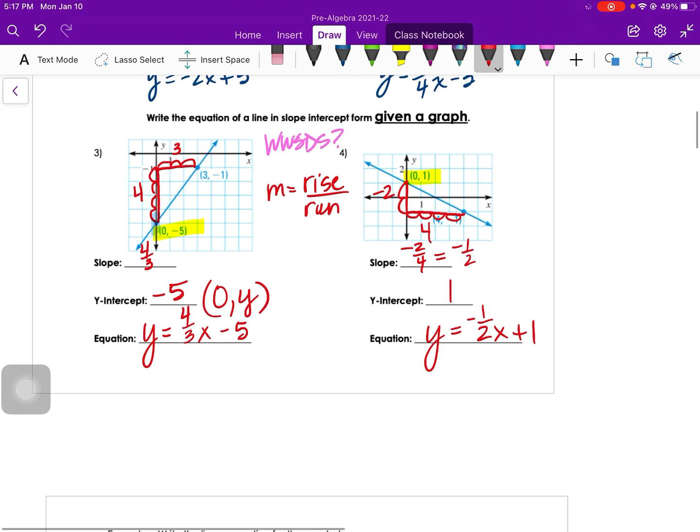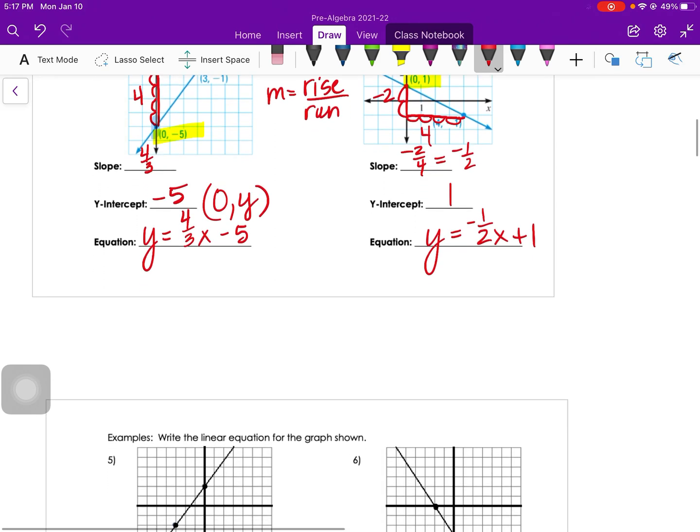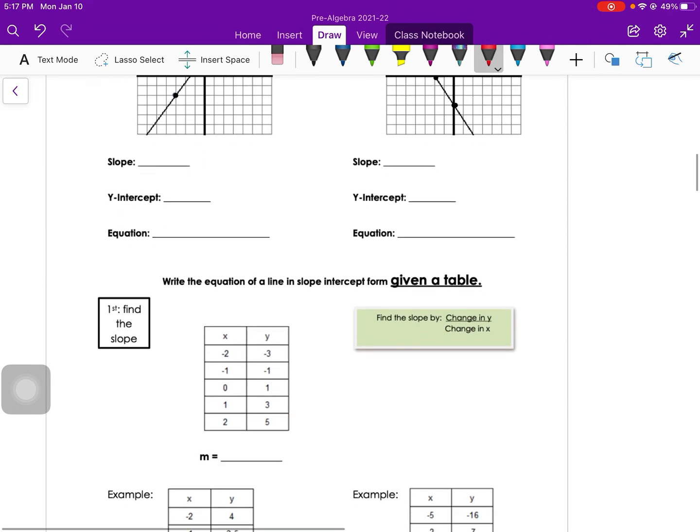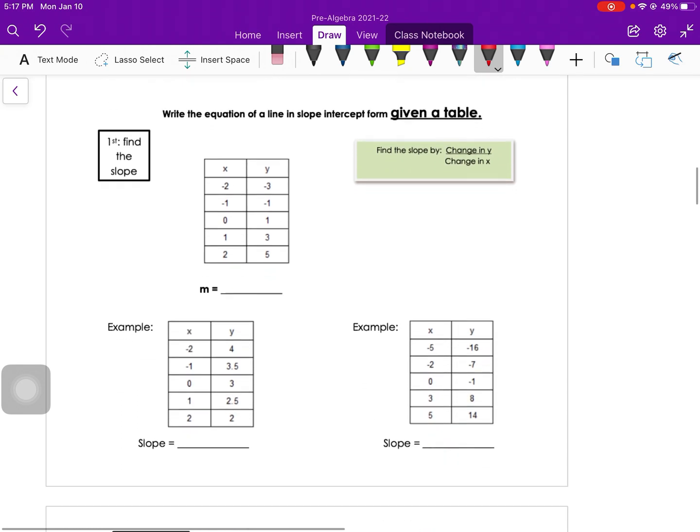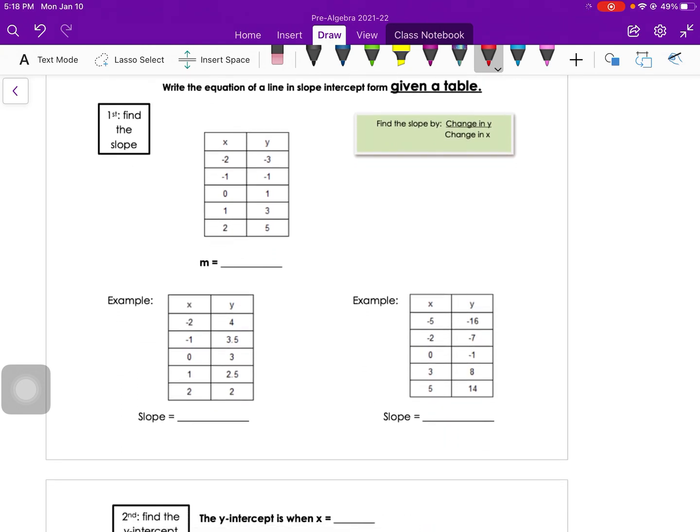All right, so I think we've covered slope given a graph, so I'm going to skip number 5 and 6 for now because we've got a lot to talk about today. Let's go on to this next section, where we're going to talk about tables. How do we write the equation of a line given a table of values? We've talked about this before as well.